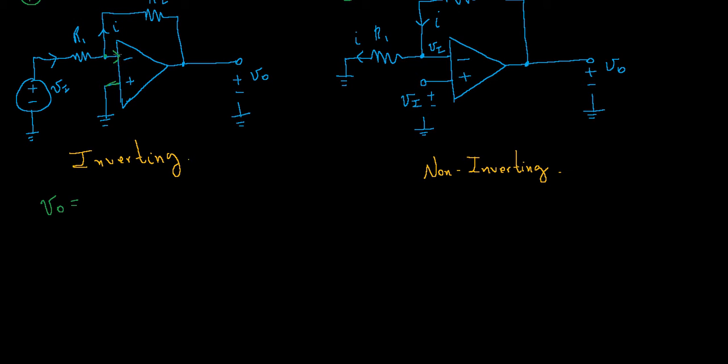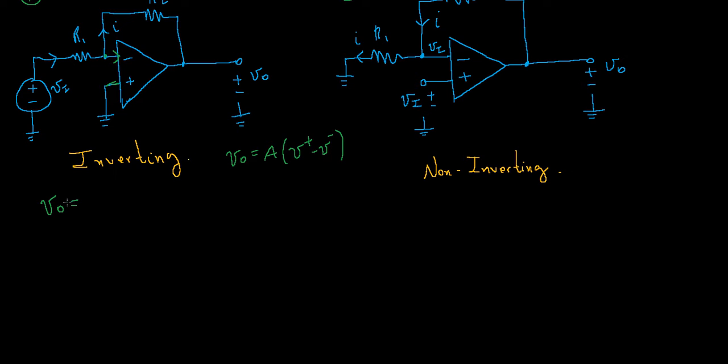And why would we do that? Because V0 is equal to A, which is the gain, times V plus minus V minus. Because V0 is a finite number and A, the gain, is really large, in the millions, this means that V plus minus V minus must be a really small number, and this implies that V plus is approximately equal to V minus.